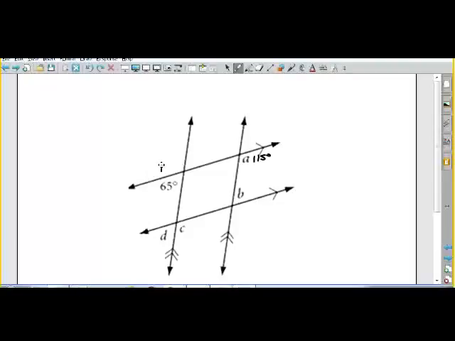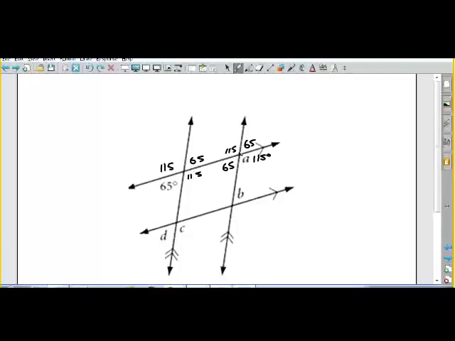So all these angles, every other angle we should know, but let's go ahead and write them in. This is 115, this is 65, this is 115, this is 115, this is 65, this is 65. So all the small angles are 65, and all the big angles are 115.